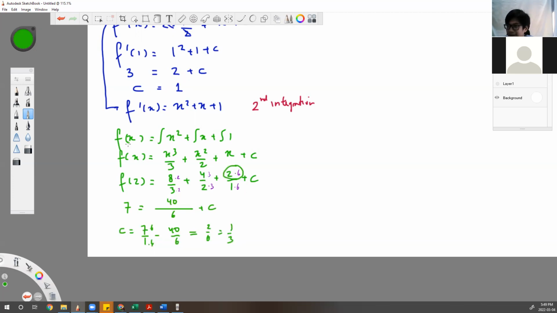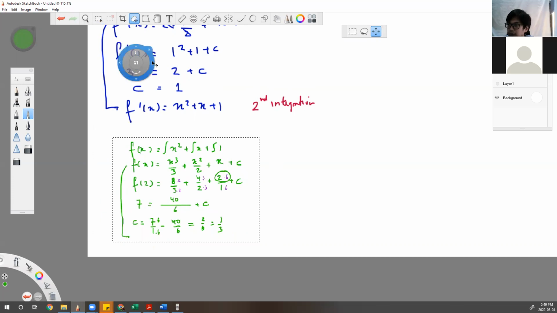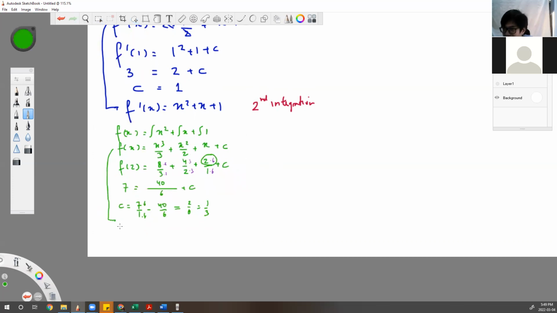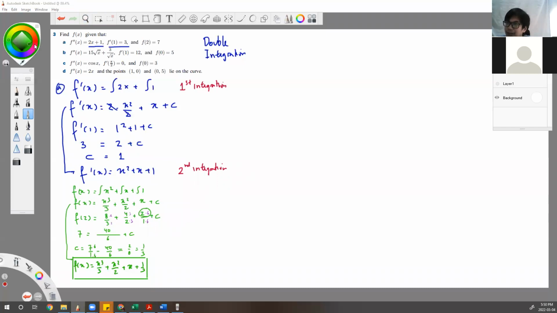Then go back to the original. Okay, not enough space. Right. So f(x) equals x cubed over 3 plus x squared over 2 plus x plus 1 over 3. Done. So first integration and second integration. That's the way you do it.